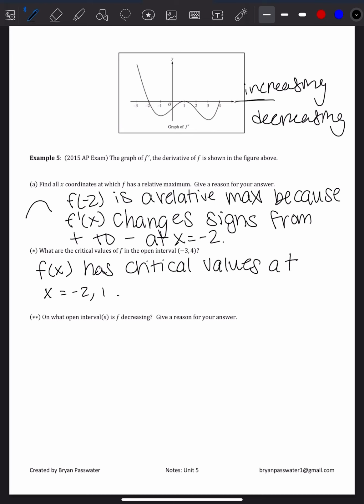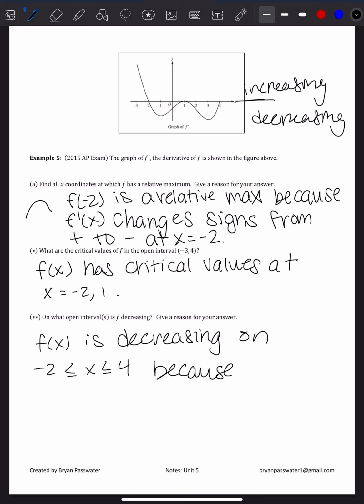On what open intervals is f decreasing? So we're decreasing when we are below this x-axis. So anything between negative 2 and 4. So f of x is decreasing on the interval of negative 2 to 4 because f prime of x is less than 0. So we're just realistically adding one more layer to what we were doing before.